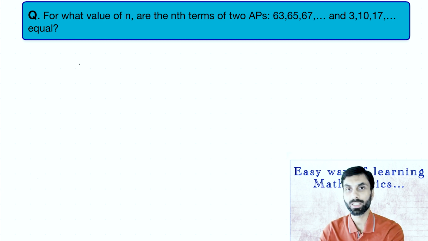The next question is, for what value of n are the nth terms of the two APs 63, 65, 67 and so on, and 3, 10, 17 and so on equal? To solve this type of question, we'll find the nth term of both the APs and we'll equate them in order to find the value of n.